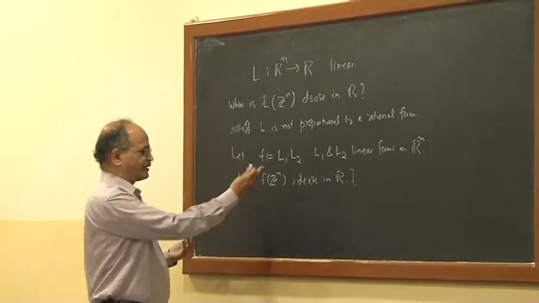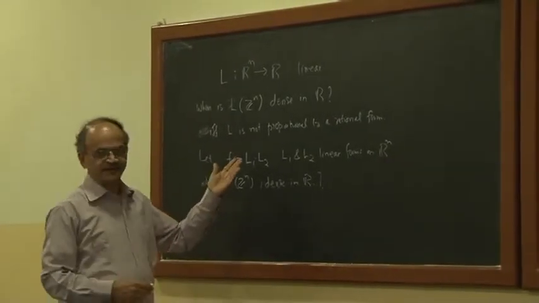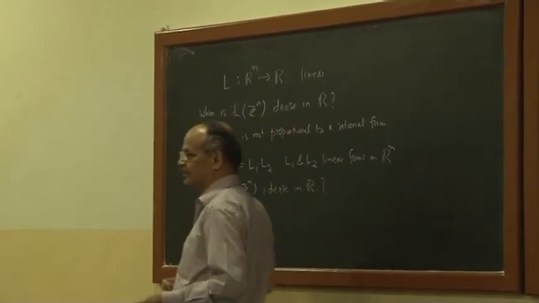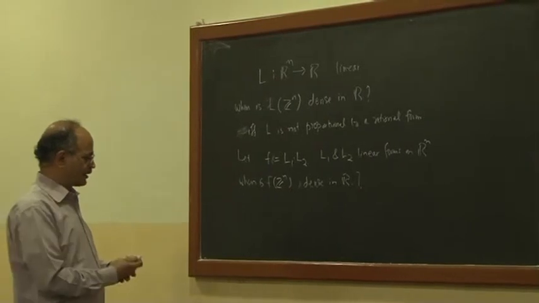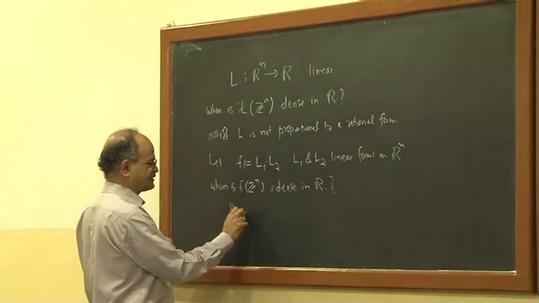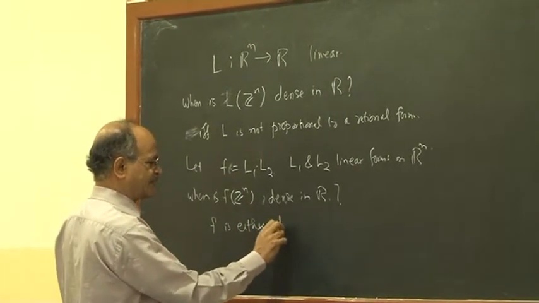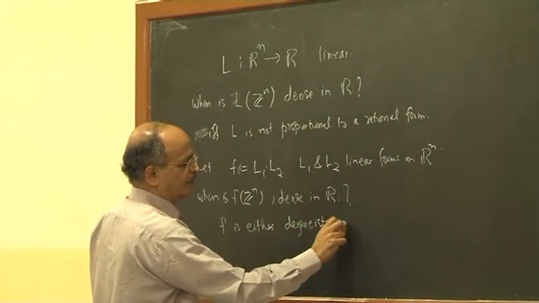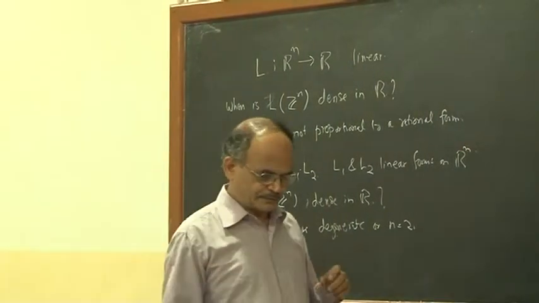If n is at least 3, the form is degenerate. It's already a product of two linear forms. So f is either degenerate or n equals 2. In either case, you don't have the Oppenheim thing.